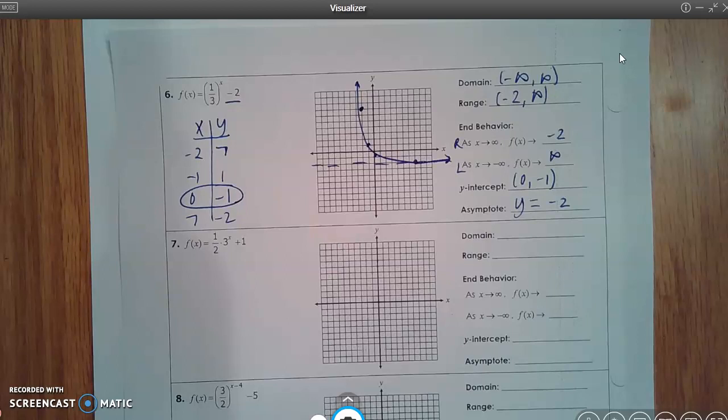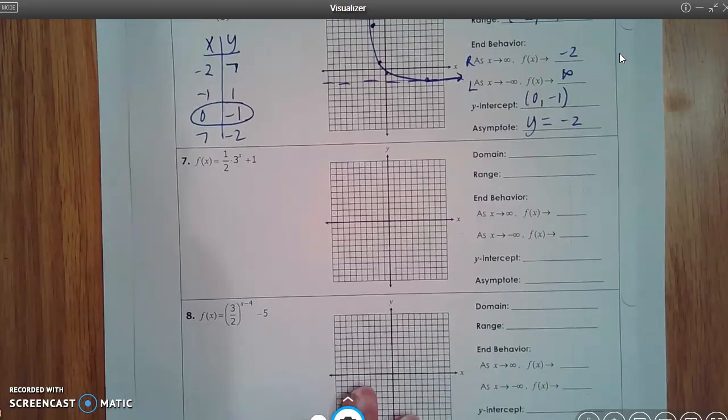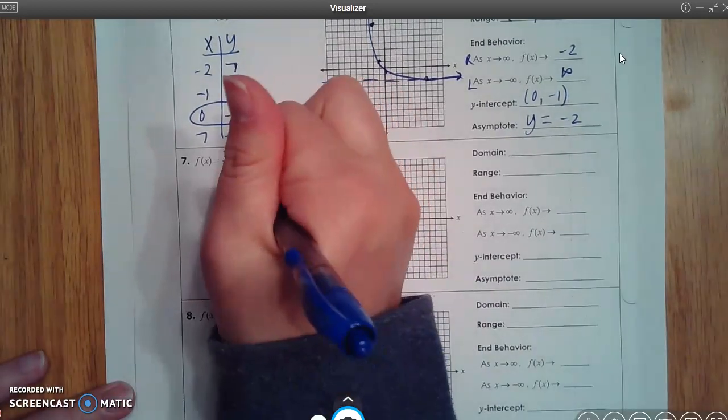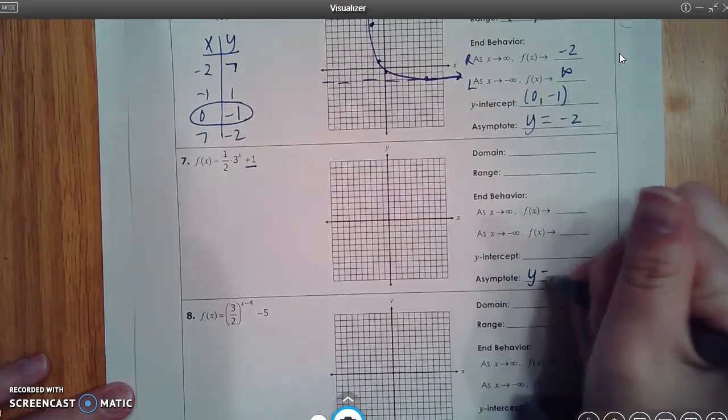Okay, so we're going to do more if I can get it in time-wise. So we're going to do 7 and 9. We're going to skip 8 just because we want to talk about different cases. Okay, so number 7, let's start. We can find the asymptote. That's the number that you're going to add or subtract, so it's going to be at 1.